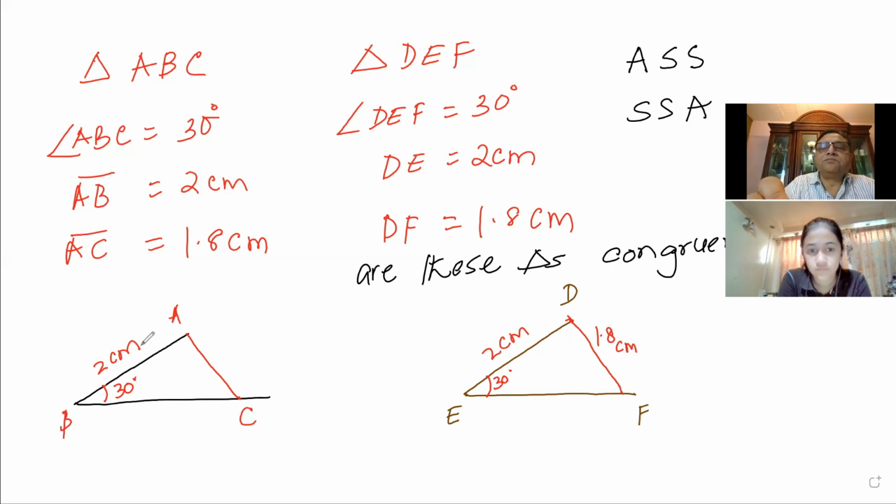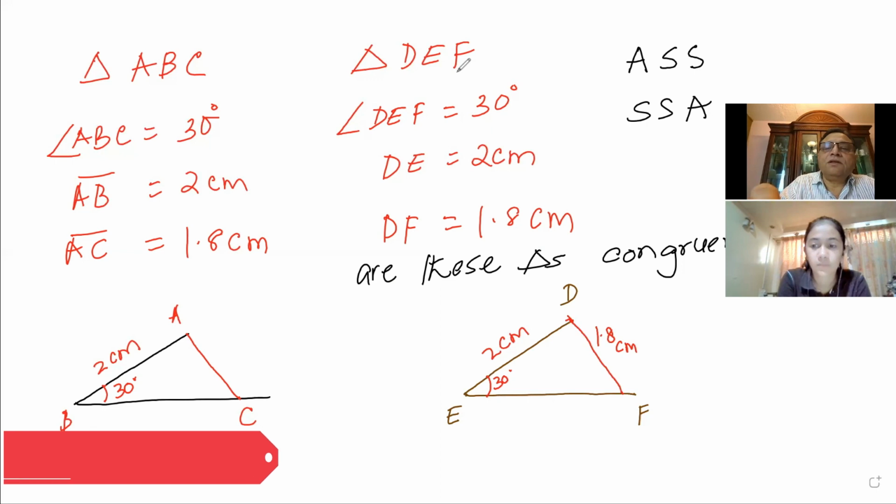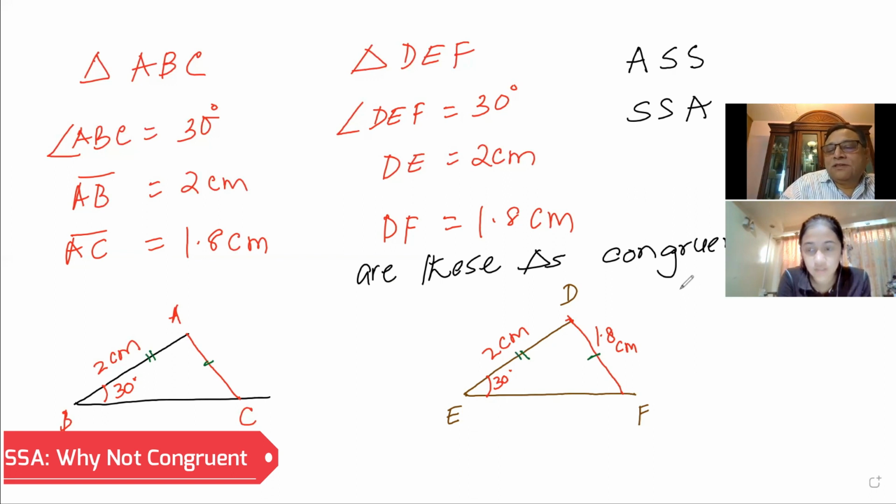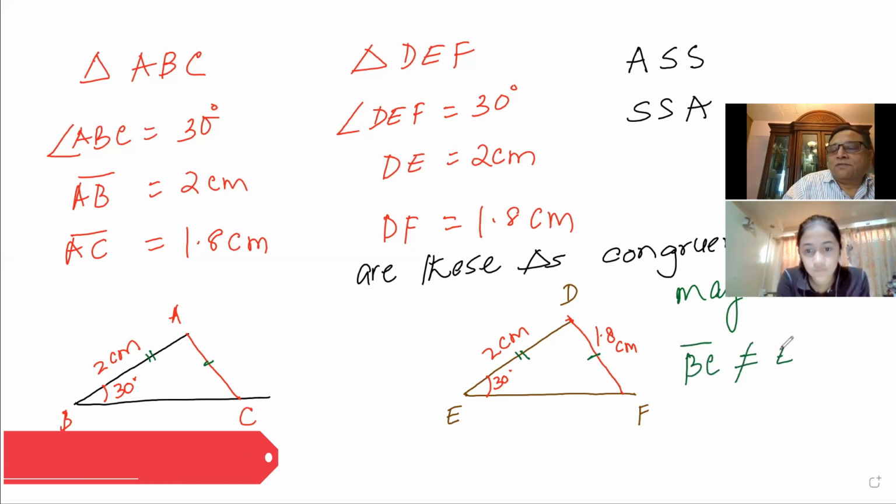And I'm saying now that these two triangles should be congruent because it looks like, right? It looks like congruent, but still it is not congruent. Can you tell me why it is not congruent? Maybe a very difficult question, right? Maybe the BC line and EF line will not be of the same measurement. Maybe you are saying BC is not equal to EF.